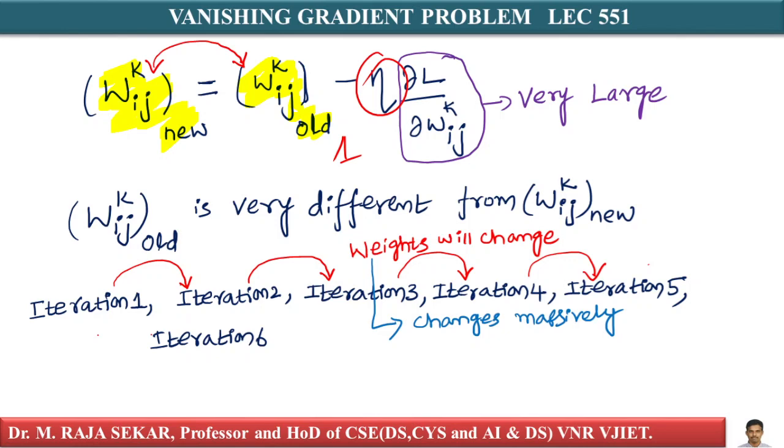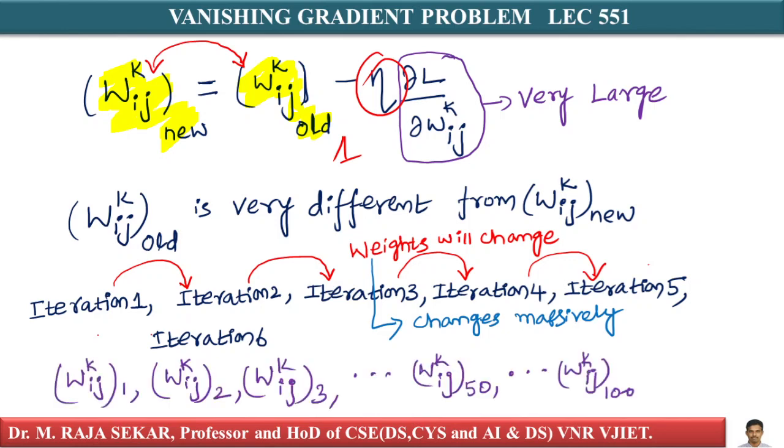But because you have a large derivative, ∂L/∂Wkij is large, there is a large difference between your weight Wkij in the second, third and fourth iterations. Wkij 1 is the weight at the end of the first iteration, Wkij 2 is the weight at the end of the second iteration, Wkij 100 is the weight at the 100th iteration.